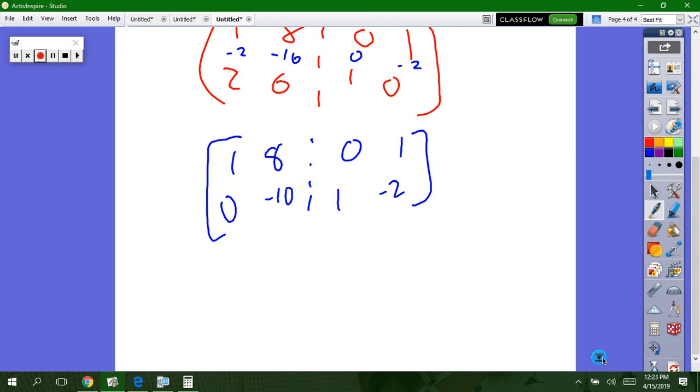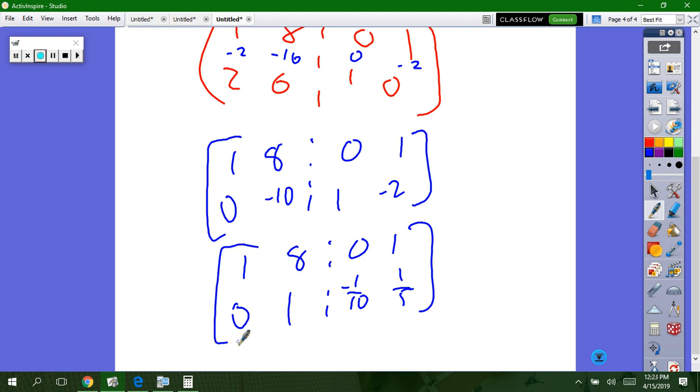Basically what I'm doing is making this reduced row echelon form. So I have my 1, I have my 0, what's this need to be? So I need to divide this whole row by negative 10. Yes. So 1, 8, 0, 1, 0, 1. 1 divided by negative 10 is negative 1/10. 2 divided by negative 10 is 1/5. Anybody questioning so far? Okay, what's our last step?